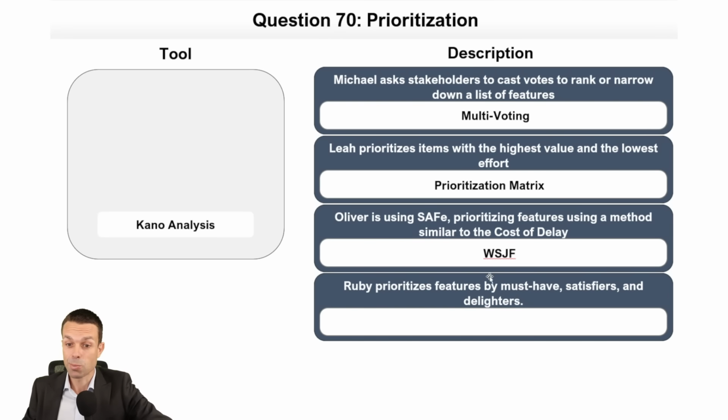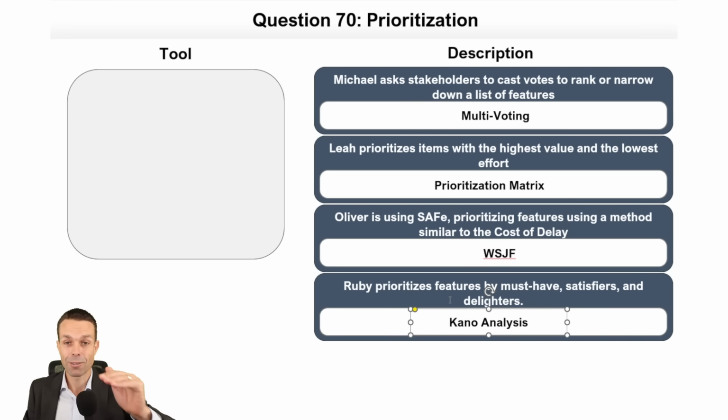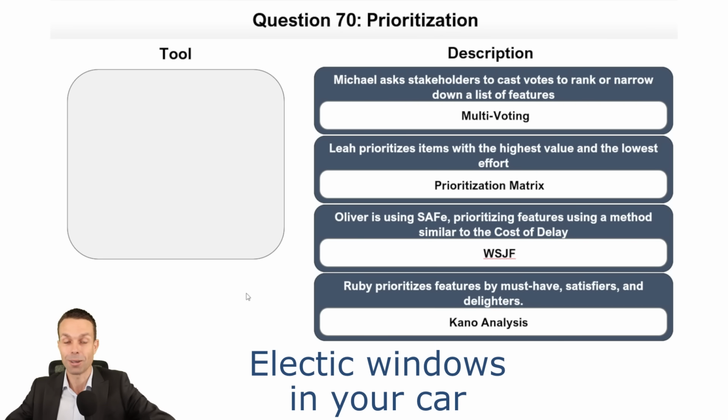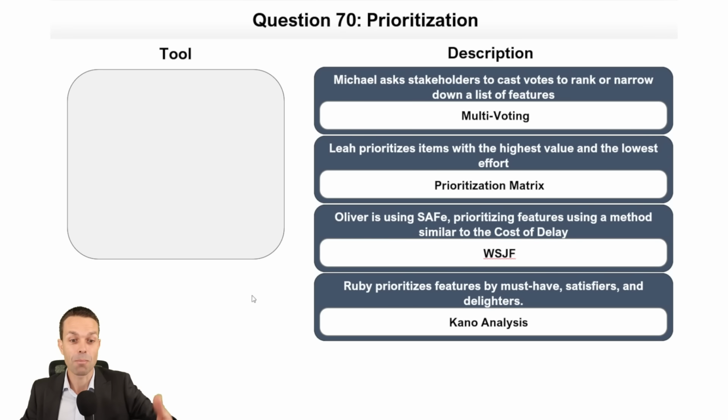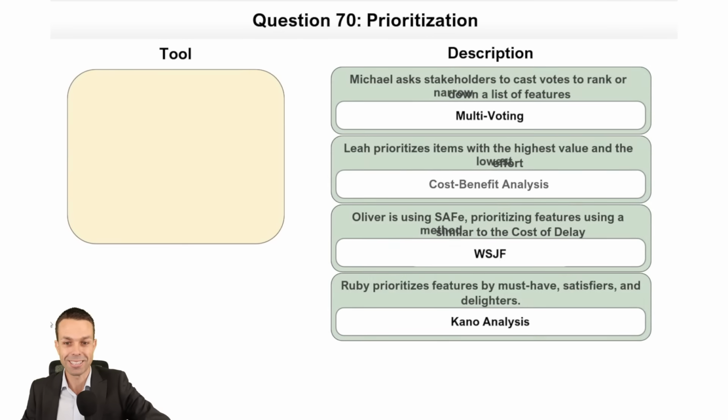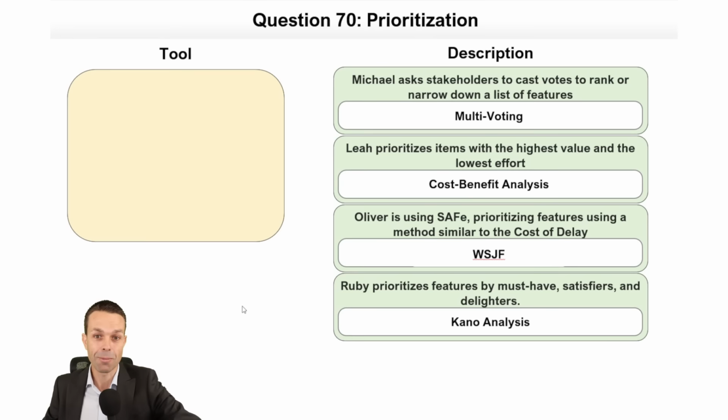Ruby prioritizes features by must-have, satisfiers, and delighters. That is our Kano analysis. And remember, delighters in today's terms become satisfiers in tomorrow's terms. So over time, people become used to it and they start expecting those things. So delighters become satisfiers, and then over time become must-have quality. For example, electric windows. In the 1980s, it was a delighter. It was an amazing thing, or maybe in the 90s. And now today, it's just a standard must-have part of quality.